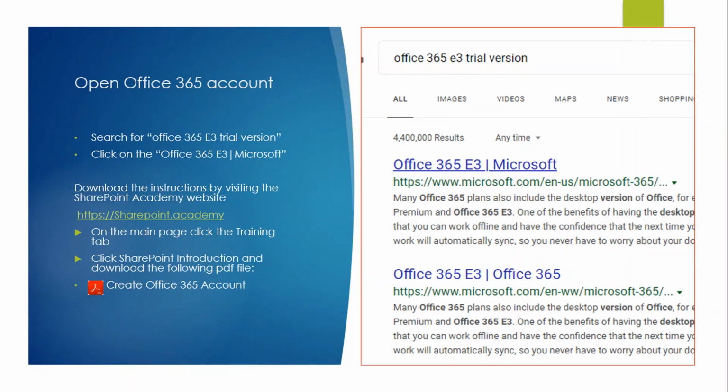To open an Office 365 account, search for Office 365 E3 trial version on Google or Bing. Click on the first link, Office 365 E3 Microsoft. You can also download the instructions by visiting the SharePoint Academy website. On the main page, click on the Training tab, click on SharePoint Introduction, and download the PDF file named Create Office 365 Account. Let's open my browser to start opening the Office 365 account so that we can begin our SharePoint training.